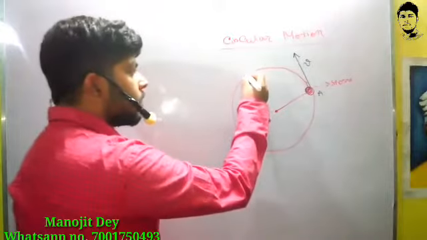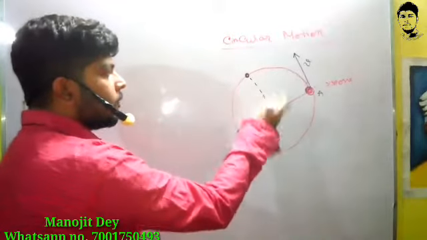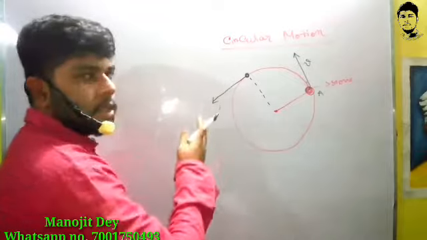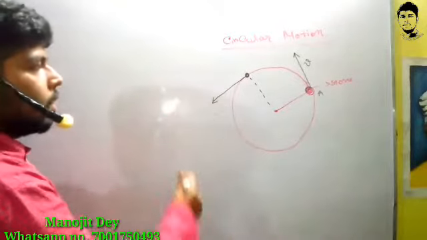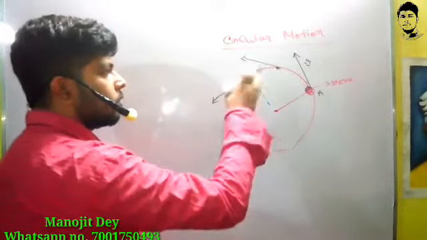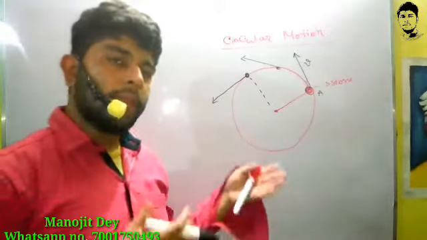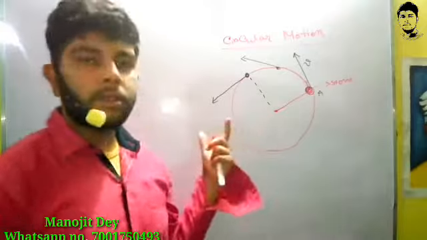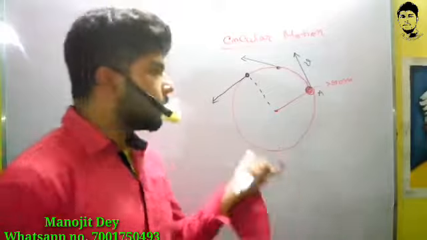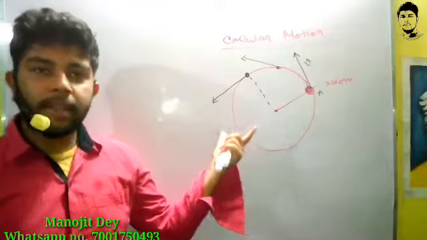And now when the stone is here, if you release the thread, the stone goes this way. So the direction of motion is in this way. So you can see that in all positions the direction of motion changes. That means the velocity changes. Though the magnitude can be the same, the velocity changes. This type of motion is called accelerated motion because the velocity changes at every point.